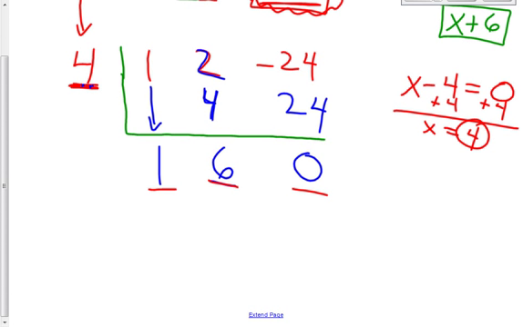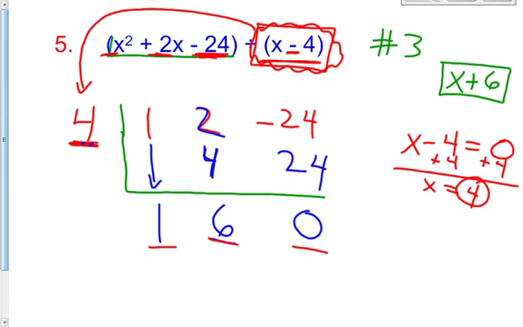Our coefficients are 1, 6, and 0. Now our answer isn't 1, 6, 0. Our answer lies with these numbers, but they are the coefficients of our answer. And here's what I mean by that. Our highest degree was x squared. Everyone sees that up top? X squared at the top. That was our highest degree.